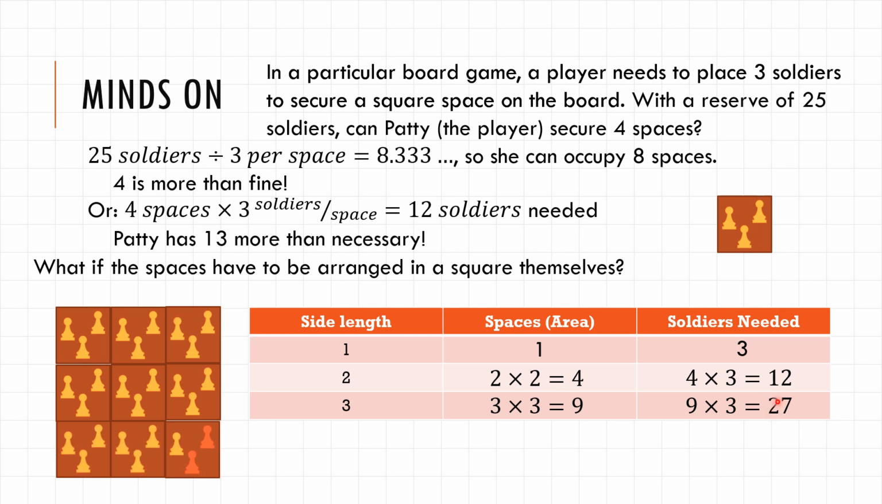Unfortunately, she can't do that. To be able to capture this, she needs 27 soldiers, but she's missing 2. She only has 25 in her reserve. So Patty is not able to get this far. She's not able to secure 9 spaces. In fact, the maximum number of spaces she could secure is 4. And that's because she only has 25 soldiers. Those extra 13 soldiers, well, they would go to waste if the spaces have to be arranged in a square themselves.